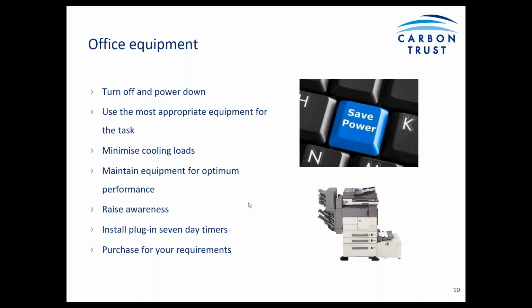So recommendations here would include turning off and powering down. Based on the fact that most equipment doesn't actually need to be on at all times, it's important to make sure that it is switched off when not in use, or even just switched to power down mode in order to reduce the energy consumption and also the heat that's actually generated by that equipment as well. Use the most appropriate equipment for the task. So, for example, for internal printing, use a black and white printer, or set default printing to double-sided, and try to print in batches where possible, to allow the printers to spend as much time in standby mode as possible.